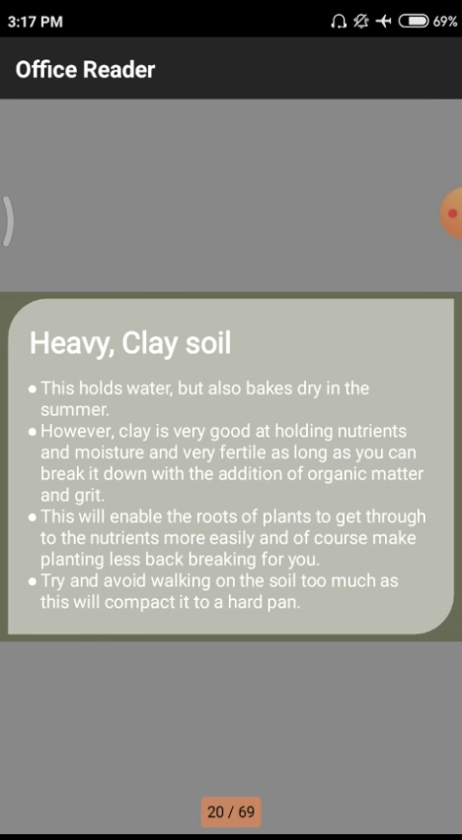Next, we have different kinds of soils. The first major one is heavy or clay soils. In these heavy or clay soils, what are the major golden points? We need to study those golden points. First of all, this soil holds water but also breaks and dries in the summer. Holding water means that whenever there is a rainy season, the total soil will absorb a huge amount of water. That is the main backdrop, and it also breaks and dries in the summer season.